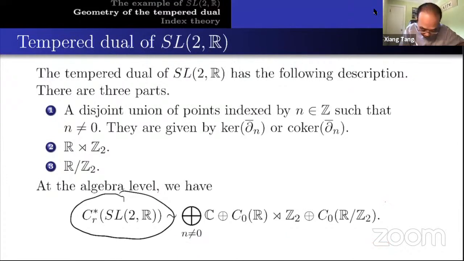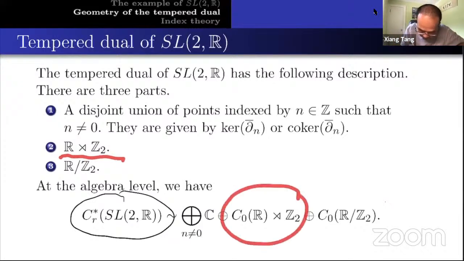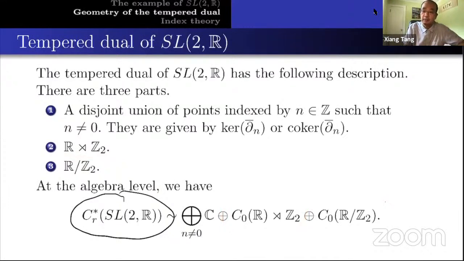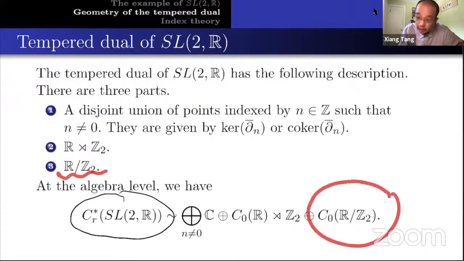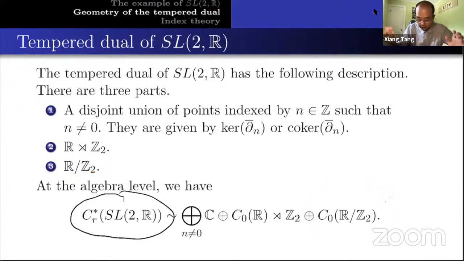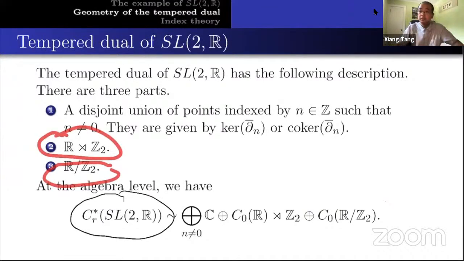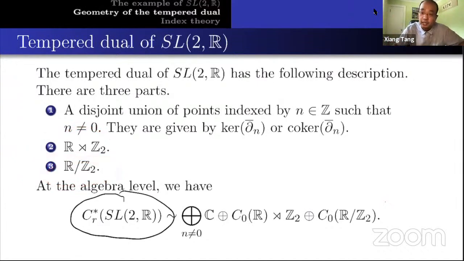So for the discrete part, every component is basically just one copy of C, or you can say one copy of compact operators on some separable Hilbert space. For this part, we have this cross product algebra. So it's a semi-direct product. This is a non-commutative algebra. And then for this part, it's like this algebra. So this is the continuous functions on this quotient. That's why we had this 3 and 2, they are different. Although for action, it seems they are the same.